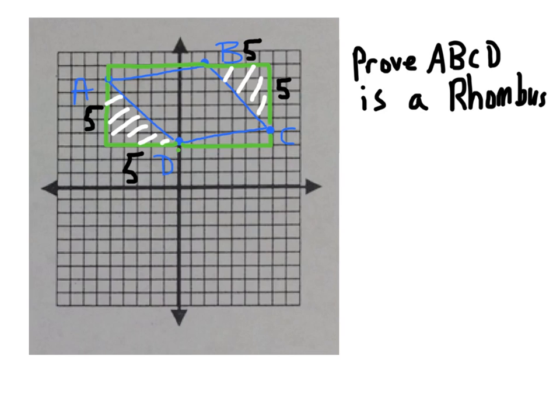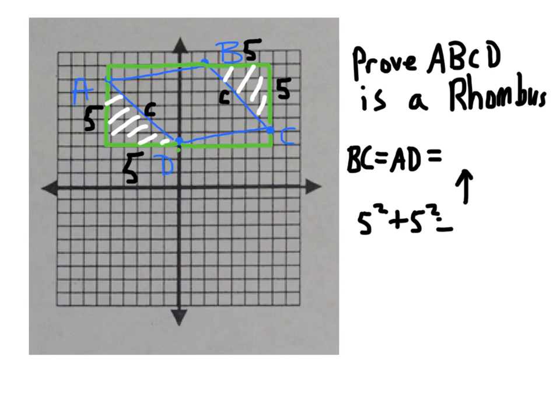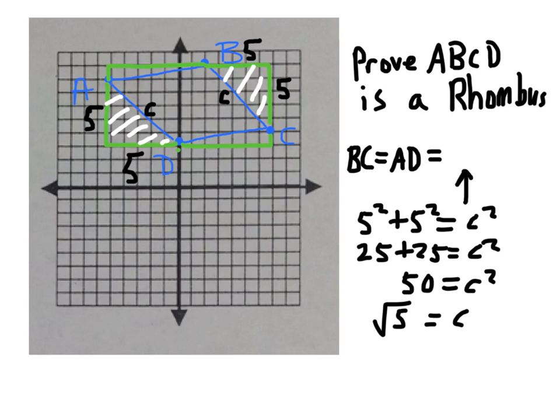So what I've got now for sure is that BC is definitely equal to AD, because I'm using the same right triangle to figure out the missing side. Both of those hypotenuses are the same. So I would use 5 squared plus 5 squared equals c squared to figure out the length of the hypotenuse. So I get 25 plus 25 is c squared. So 50 is c squared, which must mean that c is equal to radical 50.